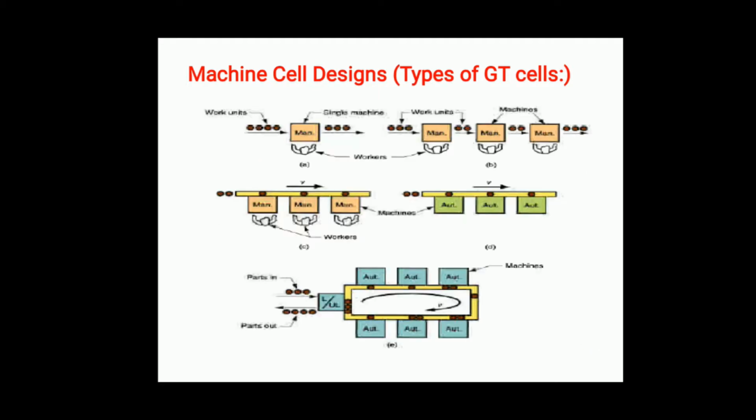In figure 3C, we can see here one conveyor is there. There is no need to handle the material manually. So you can see there are machines, a worker is there, but we are transferring the raw material from one place to another place by using various material handling systems. In that, AGV is there, conveyor is there. So this is the third type.